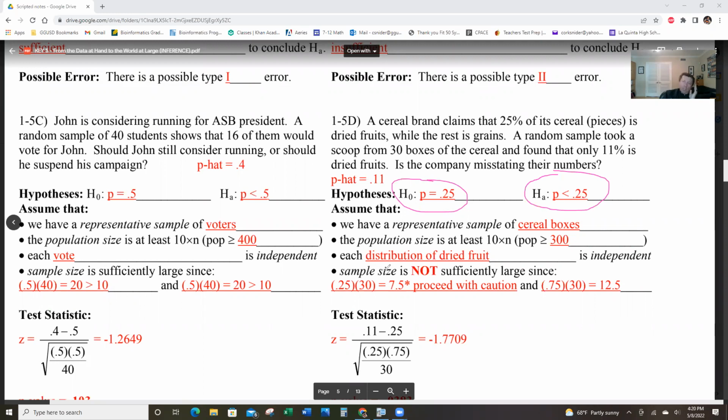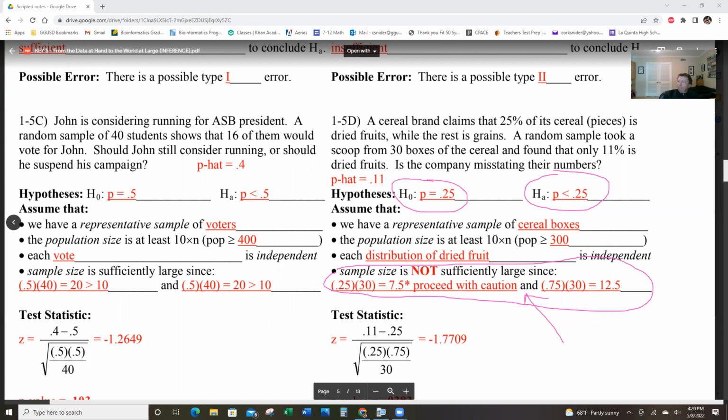The SPIN acronym: do you have a representative sample of cereal boxes? The population is at least 300, that's 10 times 30. Each distribution of dried fruit is independent. Sample size, if you notice, we actually do not have enough samples to actually run a significance test. I put proceed with caution because the calculator will still do it. It's not like it won't produce an answer, but human reasoning says that you really don't have enough there.